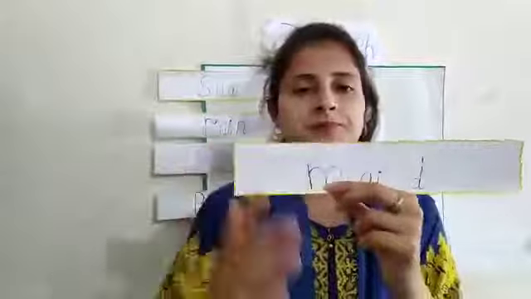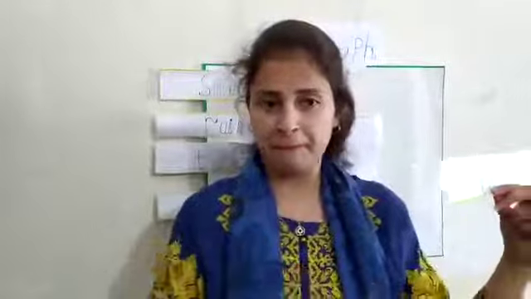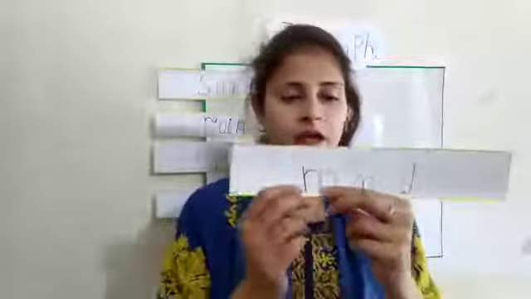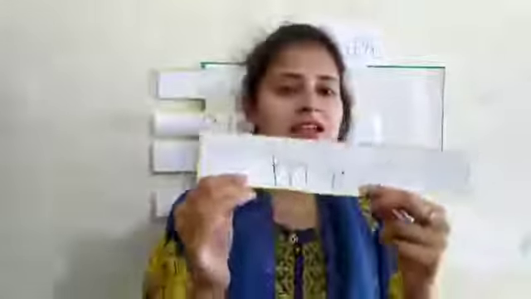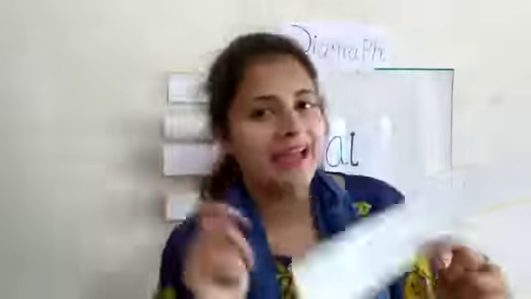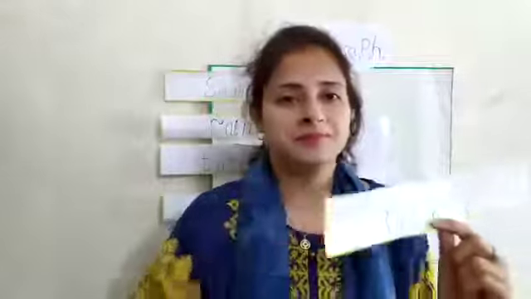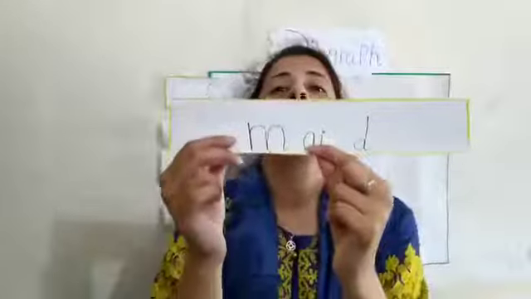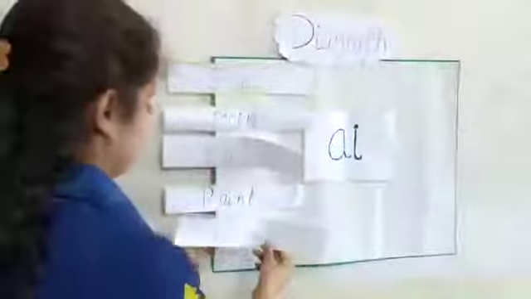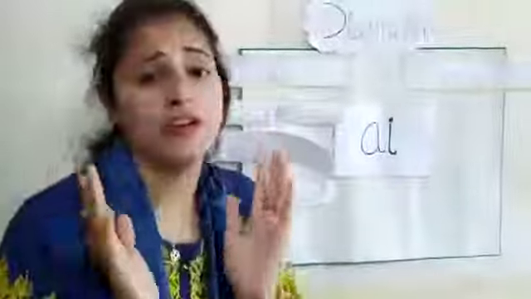Okay, next word. Made. And what is the action of the D? D, D, D. A, D, made. A, D, made. And how many sounds in the word made? 3 sounds. Okay, reading will be so easy for you guys if you read with the help of phonics.